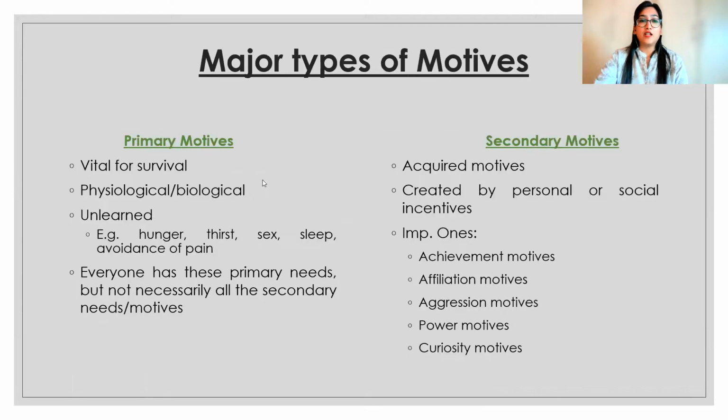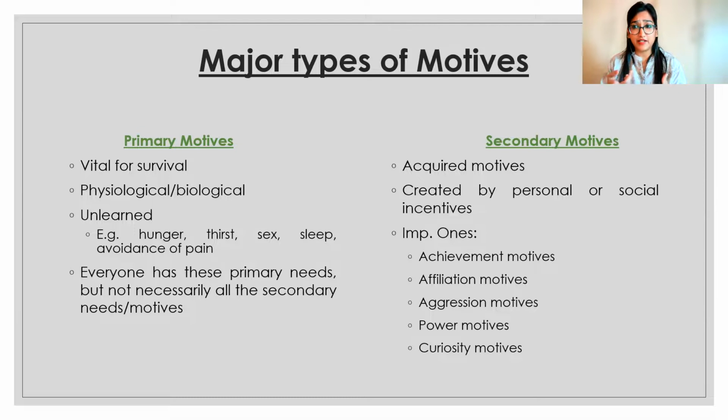Now, when we talk about the major types of motives, we are looking at two major categories: primary motives and secondary motives. Primary motives are vital for survival. They are something that we are born with. They are unlearned. They are physiological or biological. Examples are hunger, thirst, sex, the need for sleep, and the need for avoiding pain. Everyone has the set of primary needs, but not necessarily everyone has the same set of secondary motives, which takes us to the next segment.